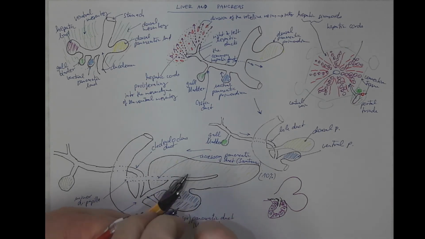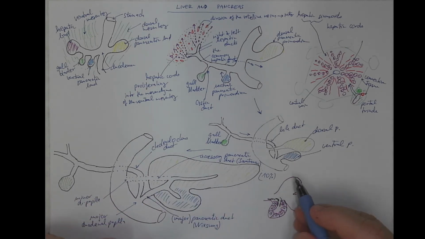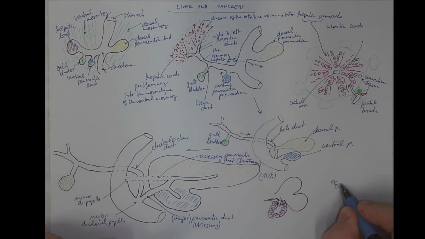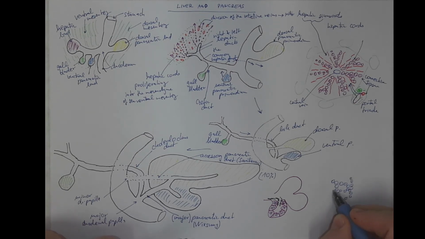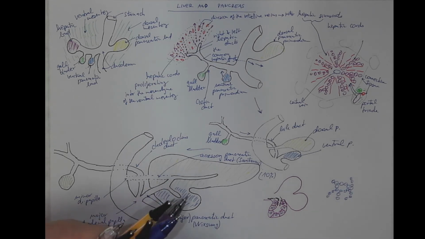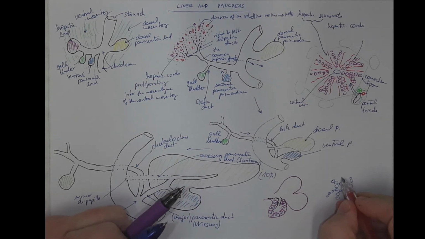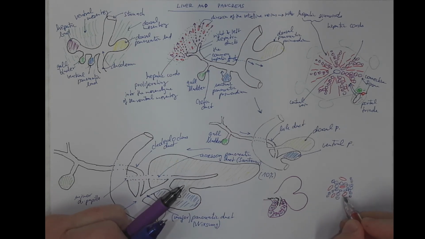And the other cells of the same origin will differentiate into these endocrine islets made of trabecular epithelium with a complicated 3-dimensional structure. These are the endocrine islets with the capillaries or sinusoids inside.